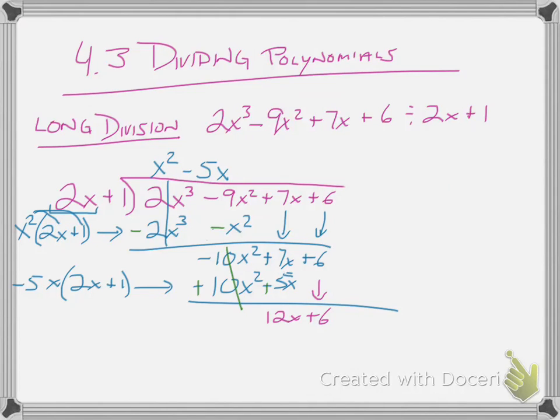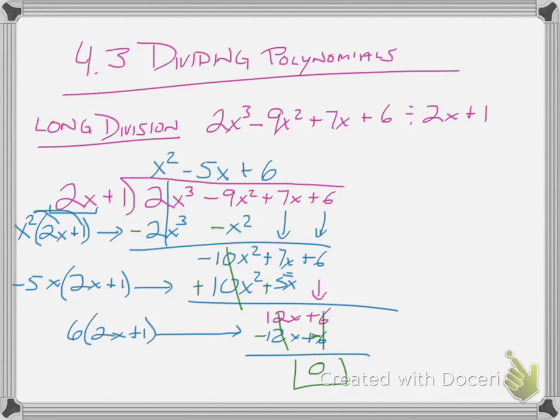And now, one more time, 2x times positive 6 will give me 12x. So I have 6 times 2x plus 1. That's going to go here. 12x plus 6. I need to subtract, so I'm changing the signs. That becomes a negative 6. These cancel out, these cancel out, and I have 0. Remember, what you end up with down here is your remainder. So this was a remainder of 0, which means that the 2x plus 1 was a factor of that cubic, and it divided into it evenly. And so my quotient, my answer, is x squared minus 5x plus 6.